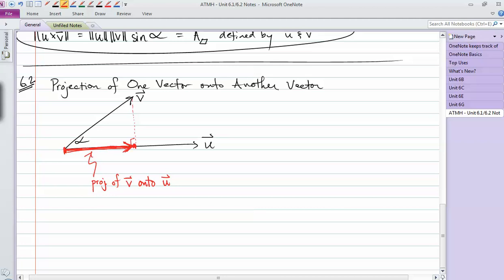Now the right angle ends up being the key. And so there's notation for it. Projection of V onto U is written as projection. Now the main thing is of V. And then to state which vector you're projecting it onto, you put a little subscript. Projection of V onto U.